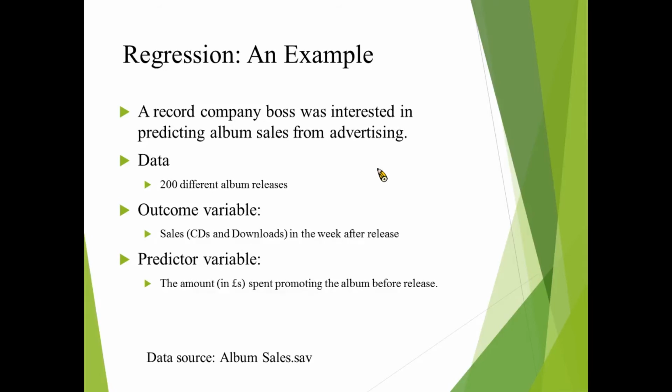Okay, now we do the practice. It's one example. A record company boss was interested in predicting album sales from advertising data. This is 200 different album releases. The outcome variable is sales, CD and download, in the week after release. The predictor variable is the amount spent promoting the album before release. We can find the data in the file album sale.sav.